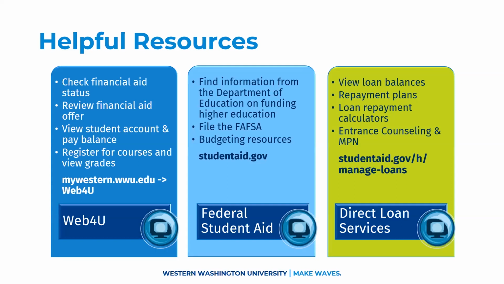In terms of other resources related to financial aid, studentaid.gov is the big hub for federal student aid information. You can find information from the Department of Education on just generally funding higher education, as well as some budgeting resources. That's also the webpage where you'll be filing your FAFSA on an annual basis. For students who are borrowing loans, the Direct Loan Services section of that web page also has lots of good links and resources where you can view your current loan balance, as well as possible repayment plans. That's also where you'll complete your loan entrance counseling and your master promissory note. So that's maybe a resource that you'll use at first, and then you can return to view your loan balances as you continue borrowing.